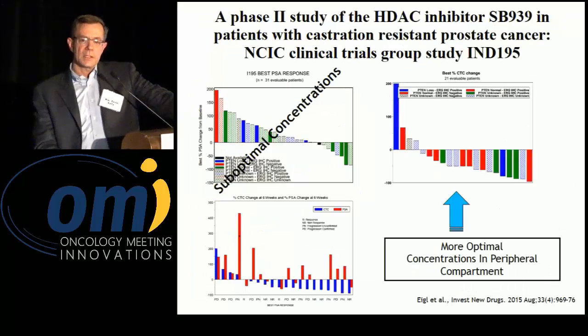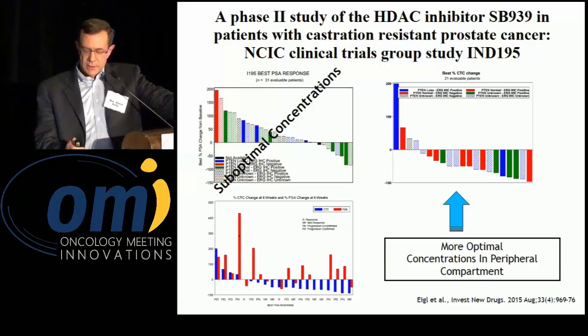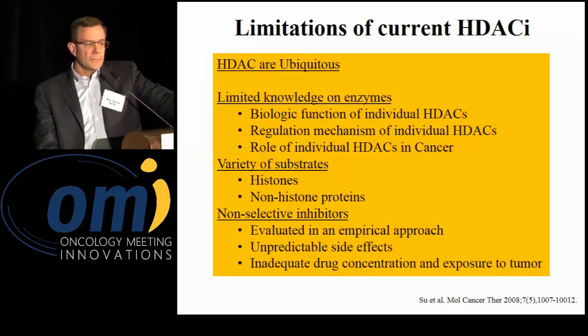So what I would suggest here is that you're looking at different compartments in prostate cancer. You probably got suboptimal concentrations in the tumor itself, and that's why you got no PSA response. And there's data from multiple groups that you may actually cause some increased progression of tumors, while in the periphery, you had more optimal concentrations in the peripheral compartment, causing the changes in CTCs. So that really highlights some of the limitations of the HDACs.